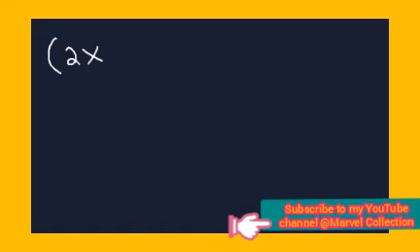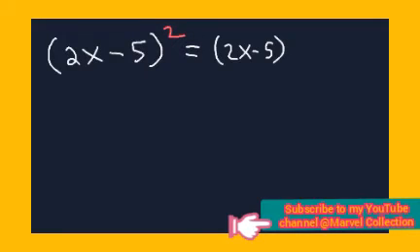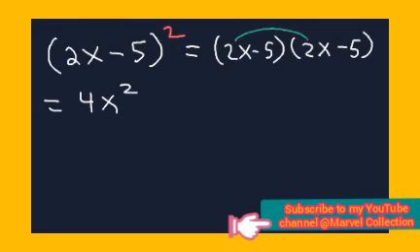Now, what if you were to see an expression that looks like this? 2x minus 5 squared. How can you simplify this expression? If you see something like this, it simply means that you have two binomials multiplied to each other. So there's two 2x minus 5s. So let's do what we did in the last example. Let's FOIL. 2x times 2x is equal to 4x squared.